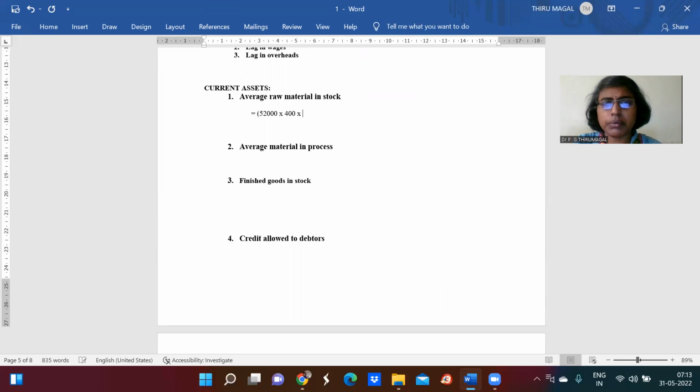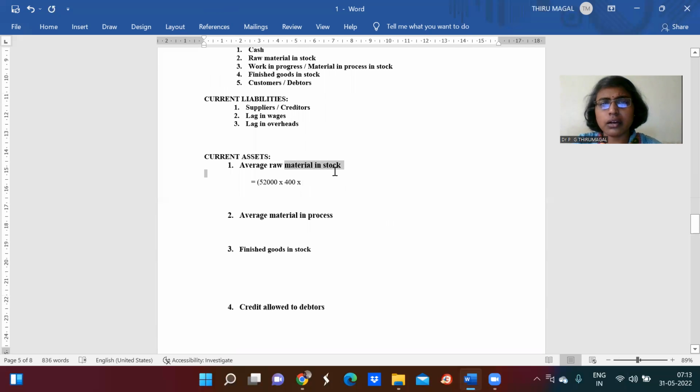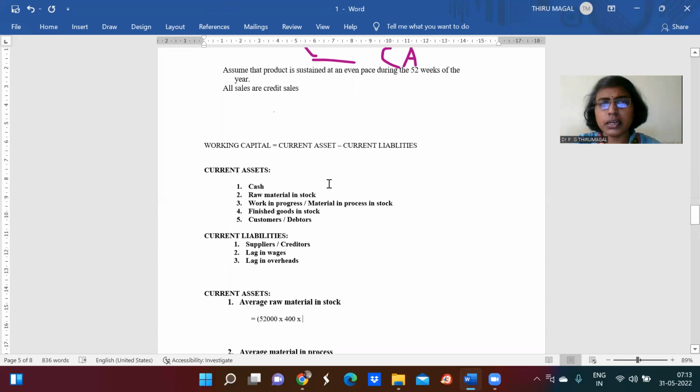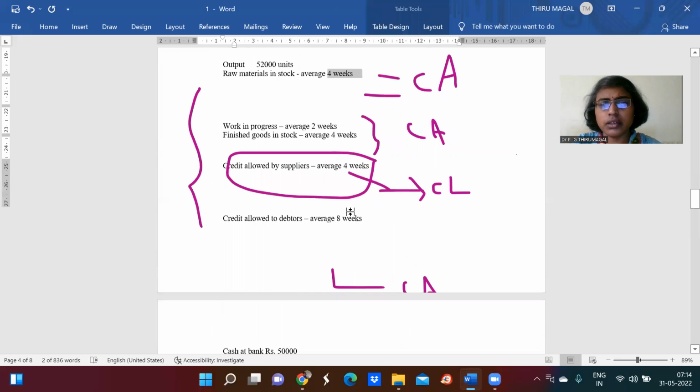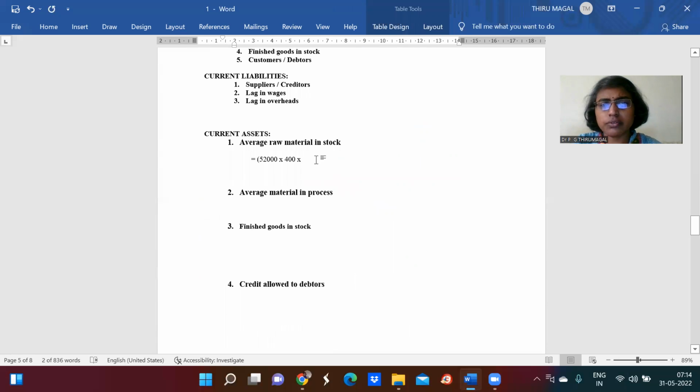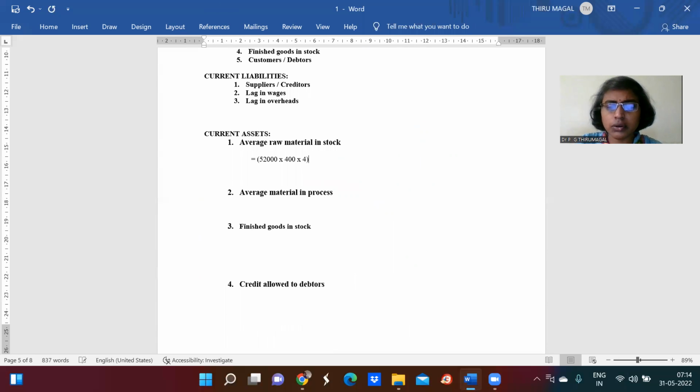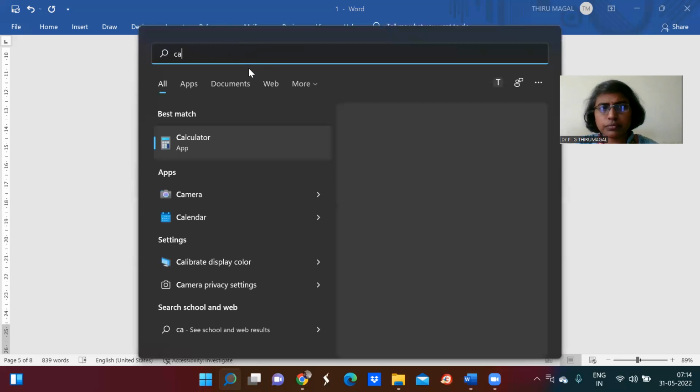That should be multiplied again with the number of weeks given. You just see in the problem, 4 weeks is given. So we have to multiply that with 4, and the whole thing should be divided by the total number of weeks in a year. If it is given in months, we have to divide by the total number of months in a year. If it is given in days, we have to divide by the total number of days in a year.